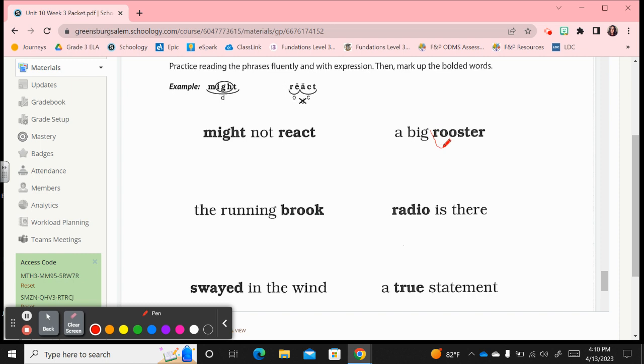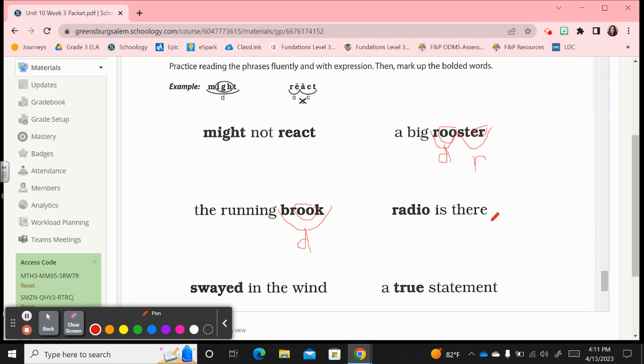Okay. A big rooster. We have roo, ster. Roo is our double vowel, O-O. And ster is actually our R-controlled syllable. Okay. How about the running brook? It's like a stream, kind of. Brook is one syllable, gets one scoop, and that has the double vowels inside of there. So you're going to mark that with a D, the running brook.